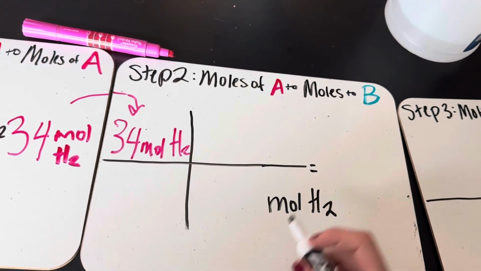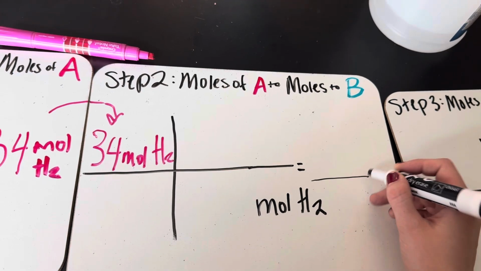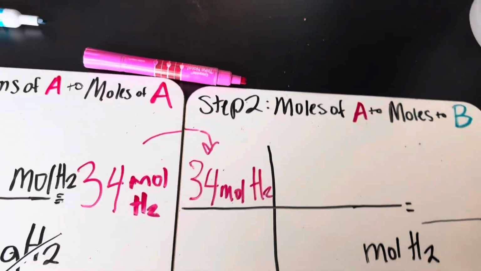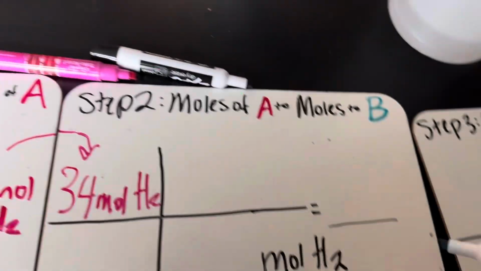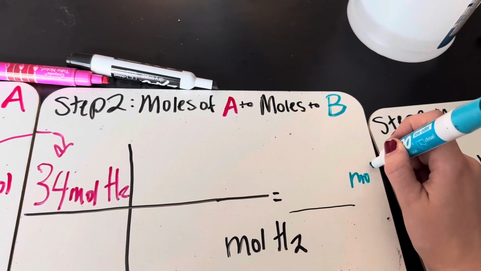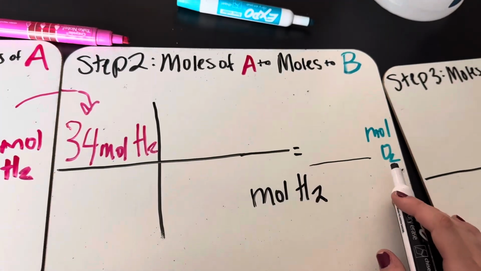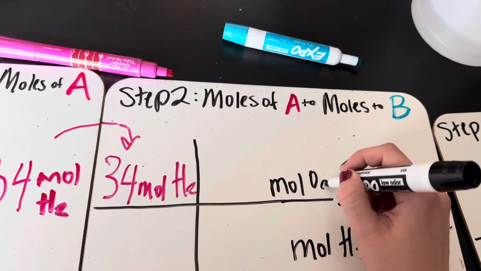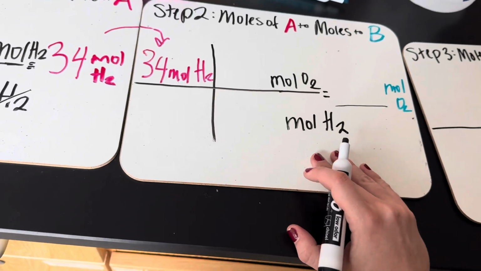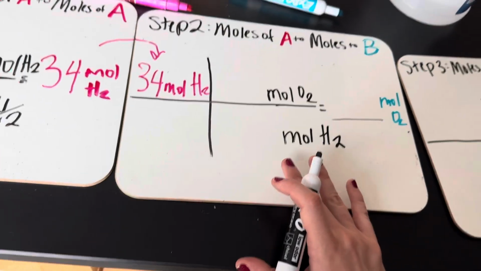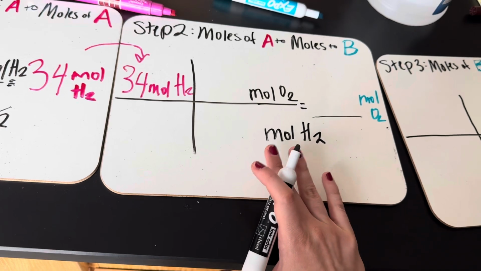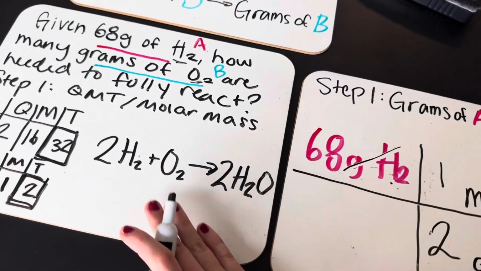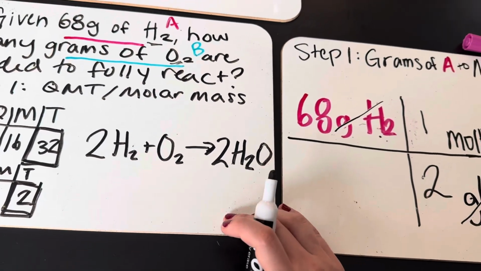And then your top unit needs to be whatever you're trying to turn it into, which we're trying to turn into moles of B, which we already called O2. So we need that to be mole of O2. And so that means if we're trying to turn it into mole O2, that needs to be our unit up top. And with a mole to mole conversion, you have all moles here, nothing to do with grams. You don't need to look at any QMT charts at all. You only need to look at the coefficients in front of your compounds in your chemical equation.